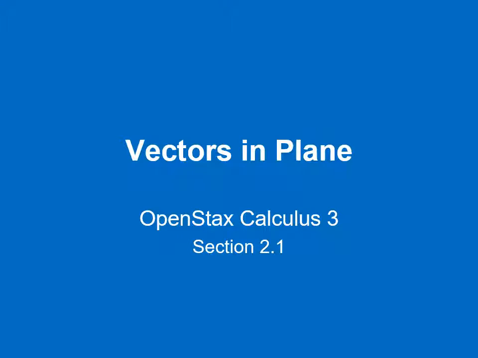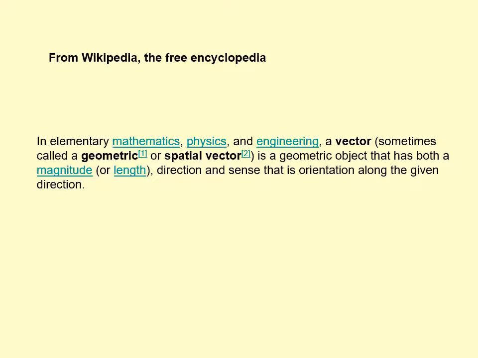Vectors in a plane is simply a reference to two-dimensional vectors, also called R2. Notice the official definition of a vector is composed of a magnitude and a direction. Notice there's no mention of position.